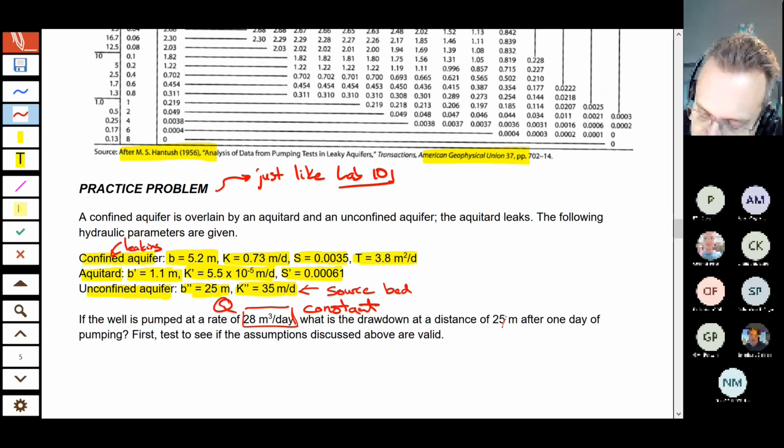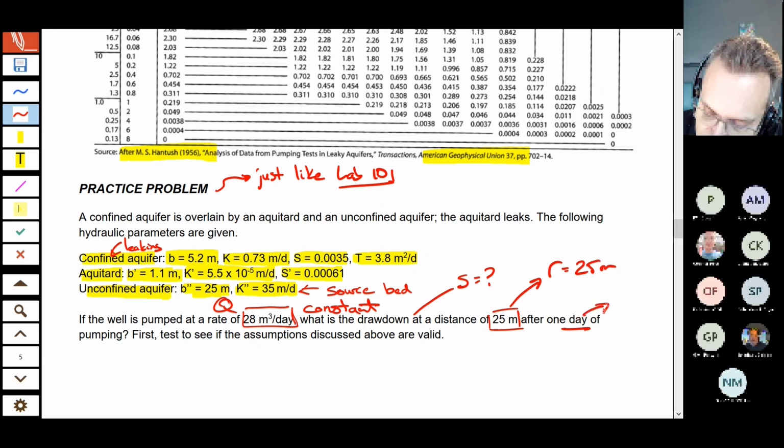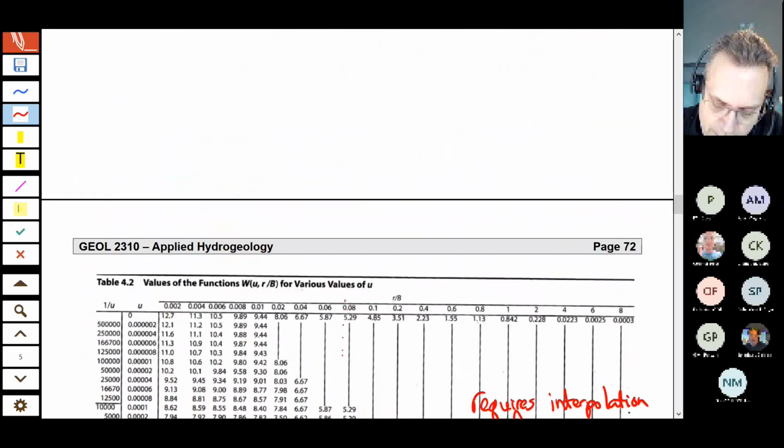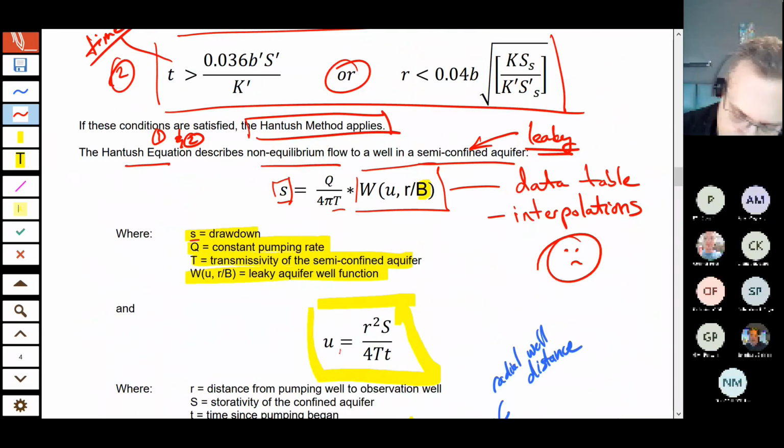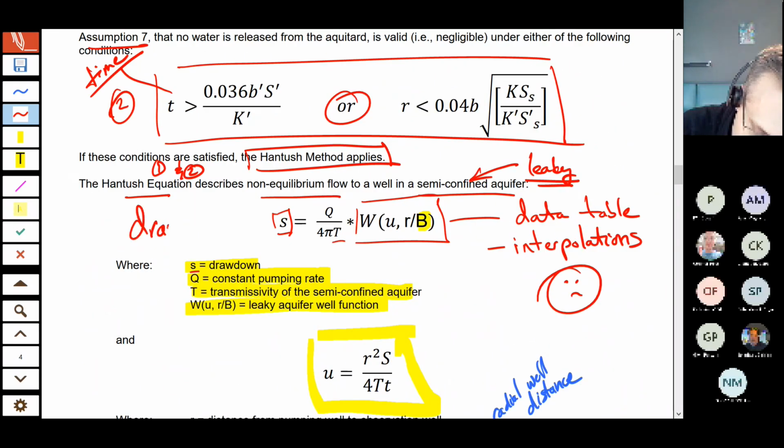And what is the drawdown at a distance? So we're looking at a drawdown. So what is S? Little s, right? Not big S, at a distance of 25 meters away after 1 day. So our R value is 25 meters, and there is our time function after 1 day of pumping. But remember, before we get going on the interpolation and all the additional work, in order to determine what drawdown is, and remember our formula for drawdown goes back to right here. This is how we calculate drawdown.